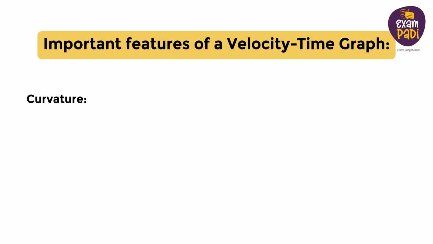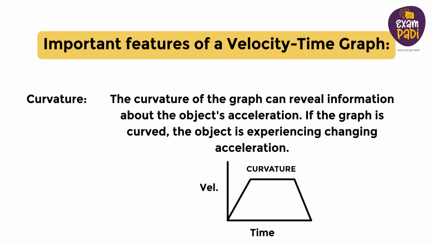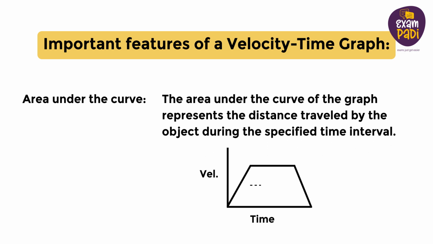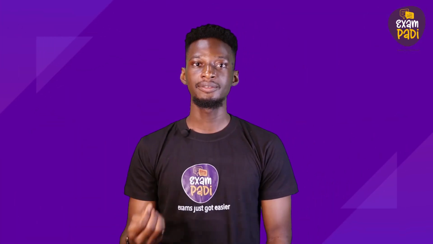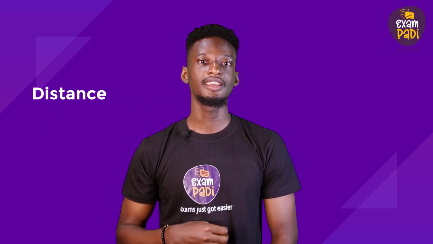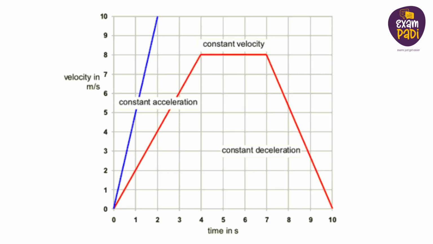5. The curvature. The curvature of the graph can reveal information about the object's acceleration. If the graph is curved, the object is experiencing changing acceleration. 6. Area under the curve. The area under the curve of the graph represents the distance traveled by the object during a specified time interval. The following information can be obtained from the graph: acceleration, retardation, distance, and average speed. Here is a picture depicting a velocity time graph.